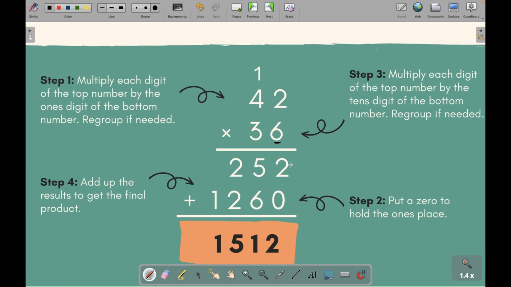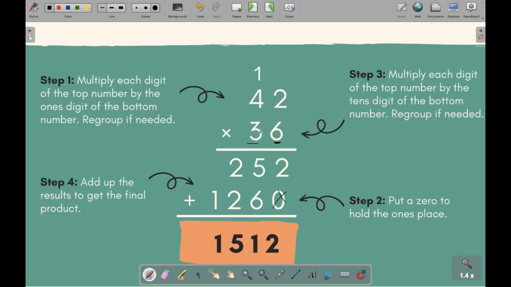So 6 twos are 12, we'll get 1, and then 6 fours are 24, plus 1 is 25. So we'll get 252. Right? Then step 2, reserve the ones place by putting a 0 or a cross symbol. Right? And then the third step is multiply each digit of the top number again by the tens digit.